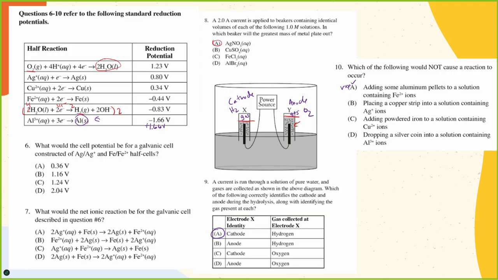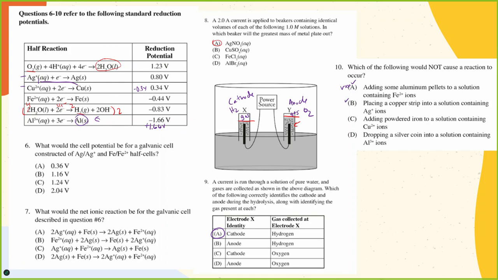Placing a copper strip in a solution containing Ag ion. So copper with Ag. If we flip this one, this becomes negative 0.34. So we're putting copper in with the Ag here. That one is also going to occur because 0.8 plus a negative 0.34 is positive, so that one will occur.